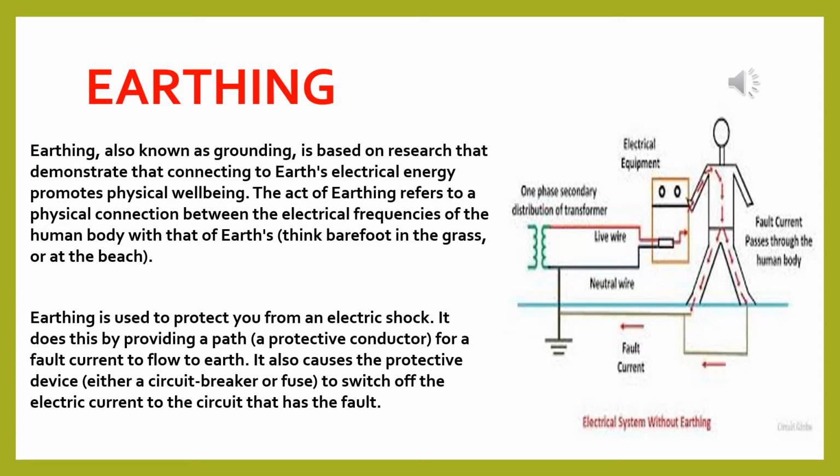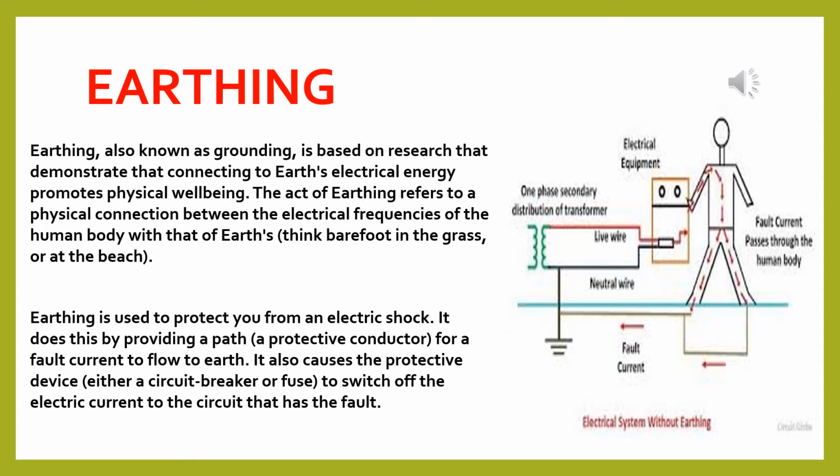Earthing is used to protect you from an electric shock. It does this by providing a path, that is a protective conductor, for a fault current to flow to earth. It also causes the protective device, either a circuit breaker or fuse, to switch off the electric current to the circuit that has the fault. So the total system actually concludes into earthing.